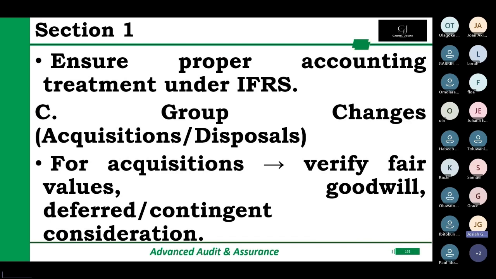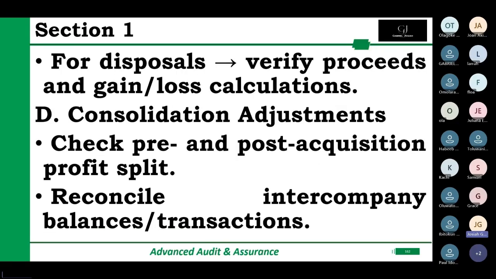Also, group changes around acquisitions and disposals. So for acquisitions, he needs to verify their fair values based on IFRS 13. And also goodwill, deferred and contingent liabilities need to be considered in the group changes, very key. And also for disposals, the group auditor needs to verify proceeds around gains and losses calculations. He needs to understand how the amendments and their postings are facilitated in the group consolidated FS. Also consolidation adjustments around checking pre and post acquisition profit split. He needs to ensure this is done properly.